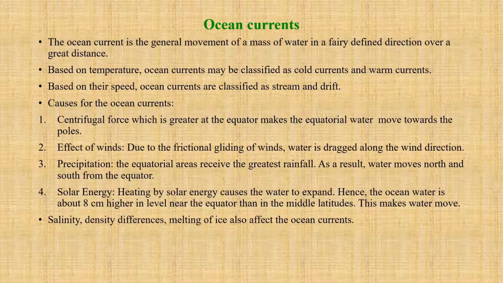Fourth one is solar energy. Heating by solar energy causes the water to expand. Hence the water is about 8 centimeters higher in level near the equator than in the middle latitudes. This makes water move. And there are some other reasons for the ocean currents. That is salinity, density differences, and melting of ice also affect the ocean currents.